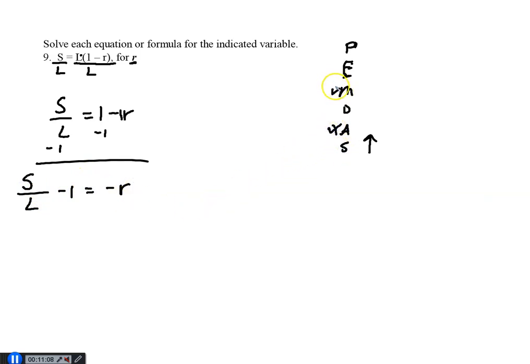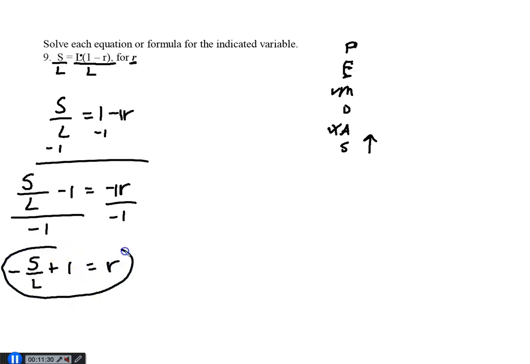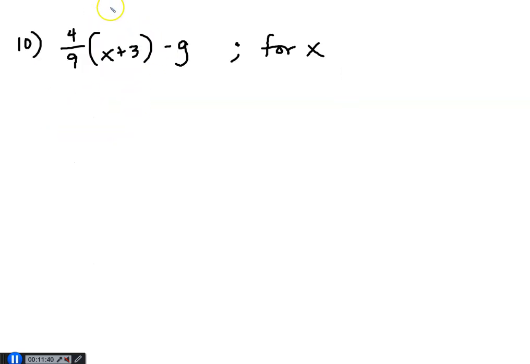Okay, so I've done that, and now I can take care of undoing the multiplication by negative 1 with division by negative 1. All that's going to do, when I divide both sides by negative 1, it just changes both of the signs. So this becomes negative S over L, and this becomes positive 1, and I've got it solved for r. But if you'll do this little PEMDAS in reverse operation, I think that'll really help. Some people have trouble with these kind of problems. So here's another one. So PEMDAS in reverse.